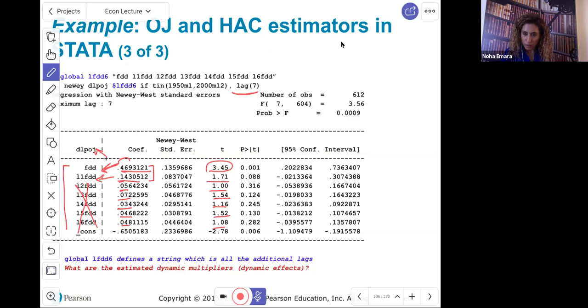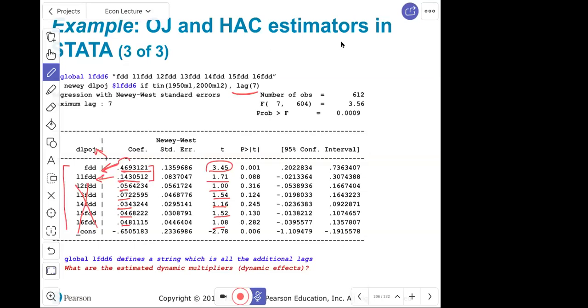How about Louis, Osman, Parth? Any questions? No. Okay.